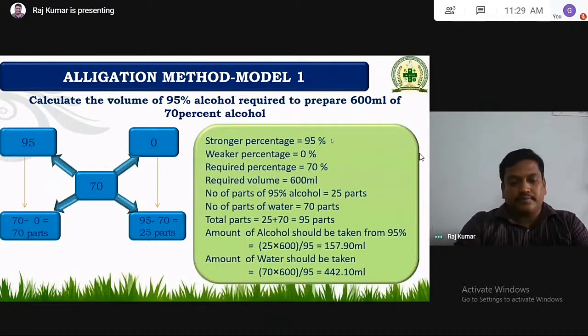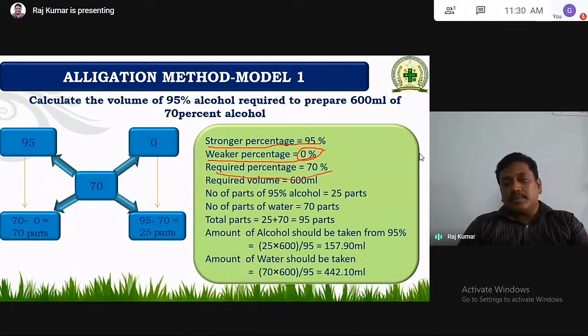See it here. First, what is the stronger percentage? The stronger percentage will be 95%. There is no weaker percentage because water is taken here, so 0 will be the weaker percentage. Required percentage will be 70%, and required volume will be 600 ml.